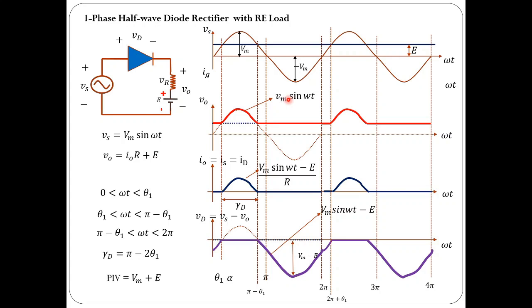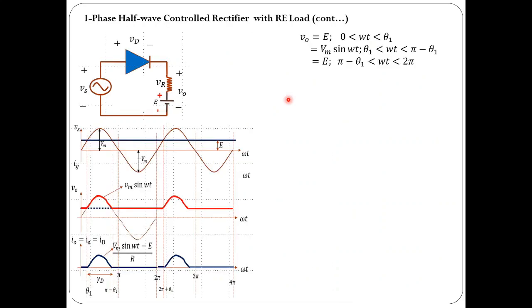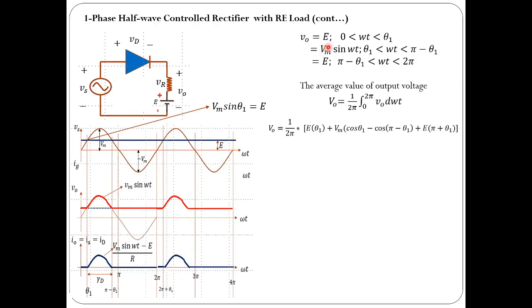So this is the operation of the single phase half wave diode rectifier with the RE load. Now let us try to find out certain parameters. We know V0 is equal to E from 0 to theta 1 and pi minus theta 1 to 2 pi, and it is equal to Vm sin omega t during the conduction angle of the diode, from theta 1 to pi minus theta 1. From that, calculate the average value of the output voltage using this formula. This would be the mathematical expression. Please do verify this.